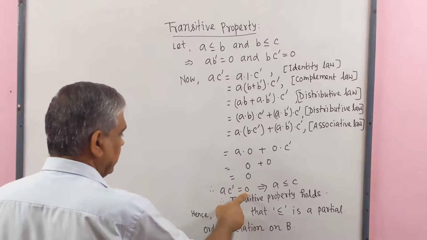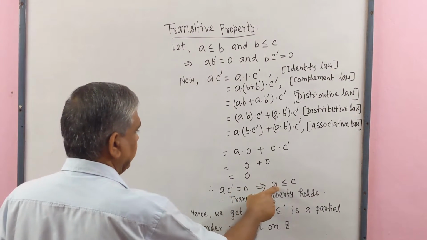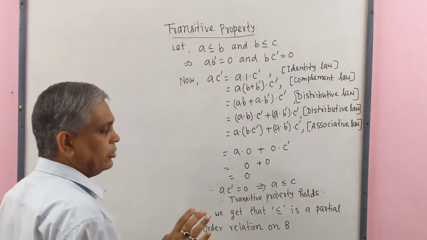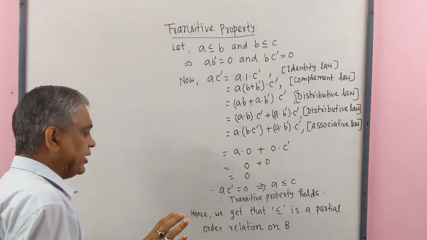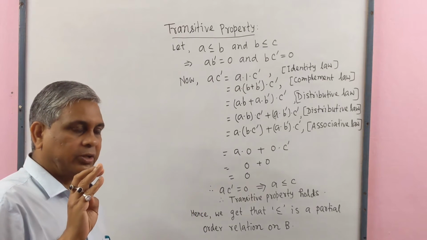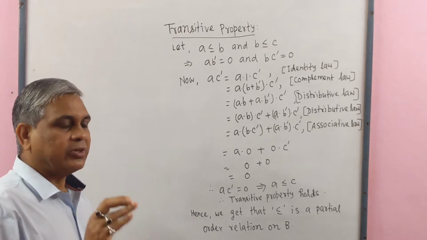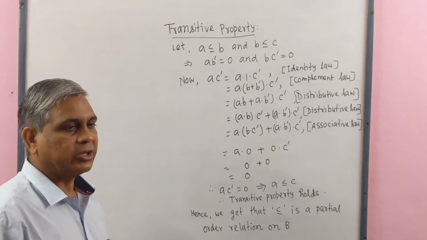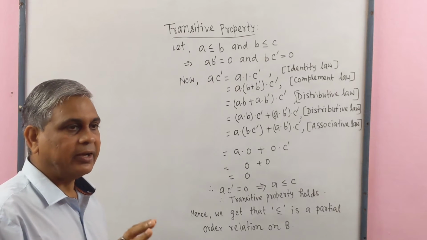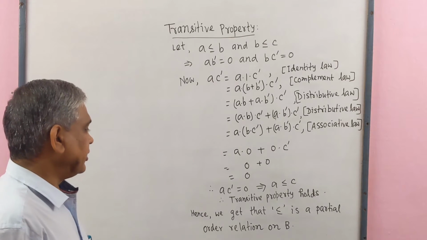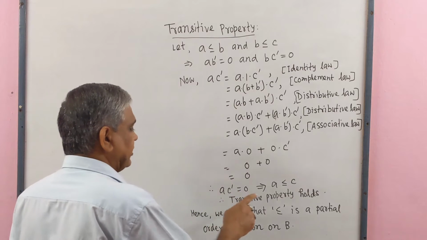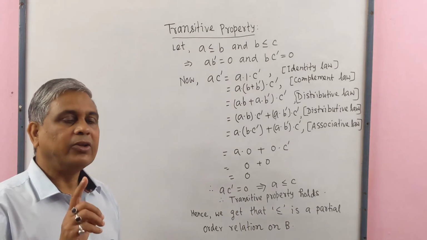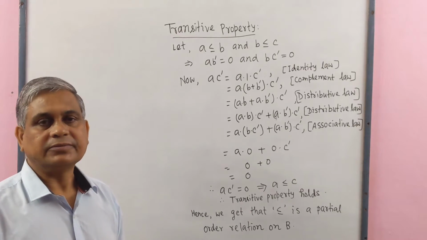This means A is related to C. Hence, transitive property holds. So, we get that reflexive, symmetric and transitive property holds for the given relation. Therefore, we get that this relation is a partial order relation on capital B.